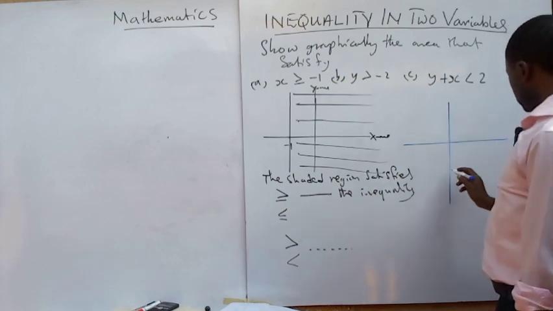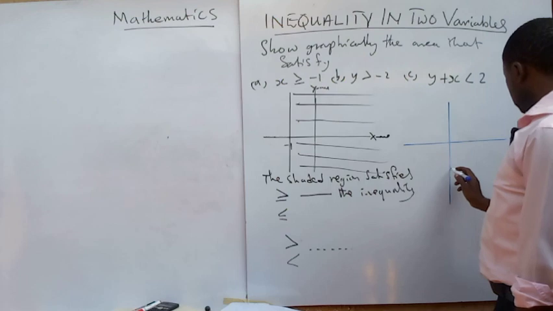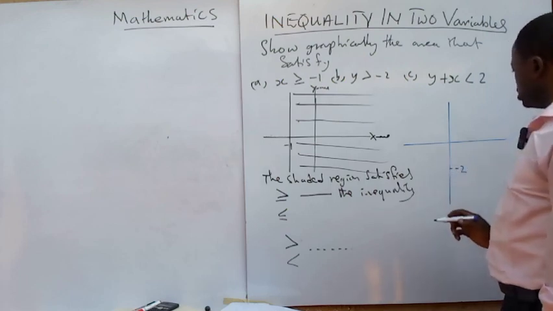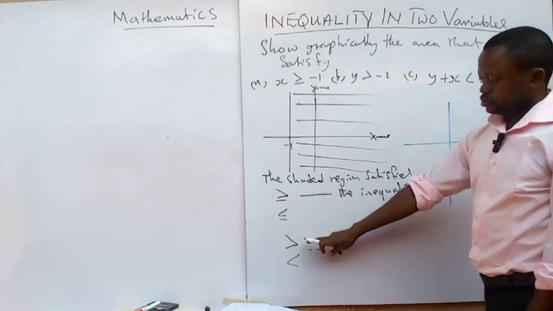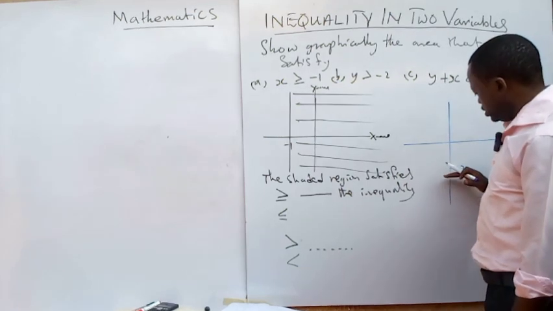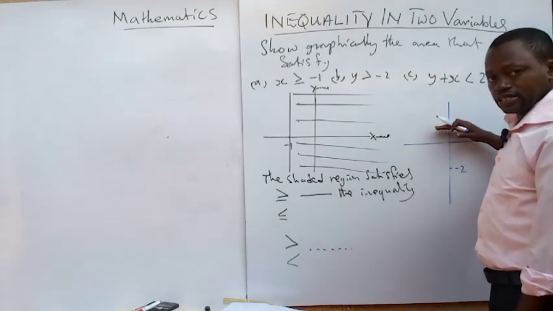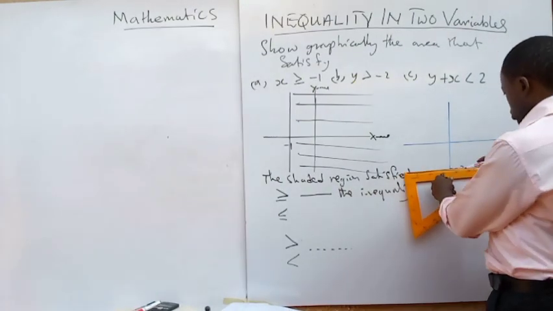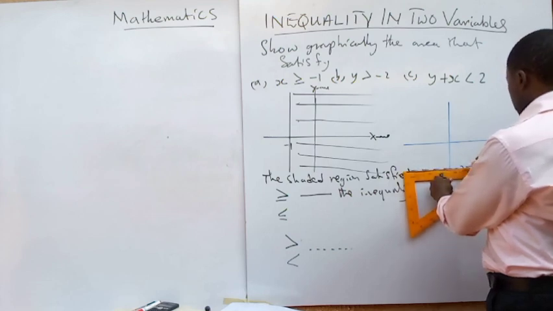Assuming here is my minus 2. Do you remember what I told you about this sign? This and this, use what? Dotted line to separate the boundary line, okay, that disconnects the area that satisfies the inequality and the area that does not satisfy the inequality. So I'm going to use dotted line here.